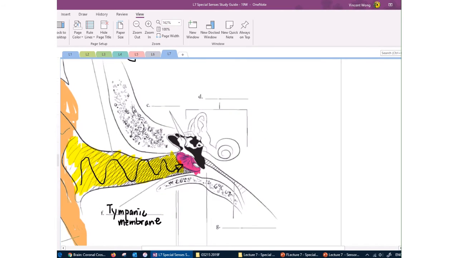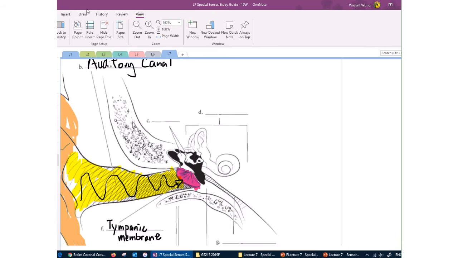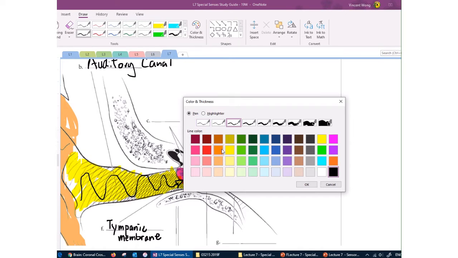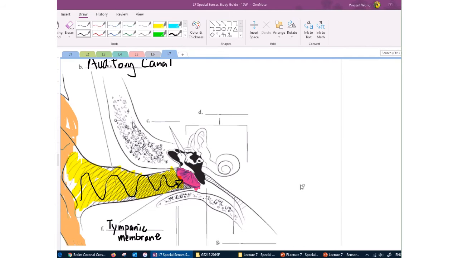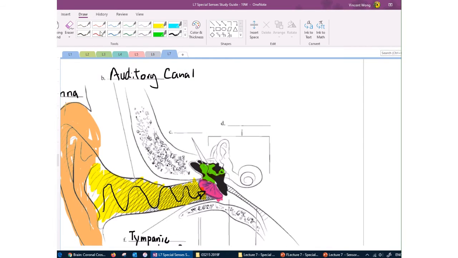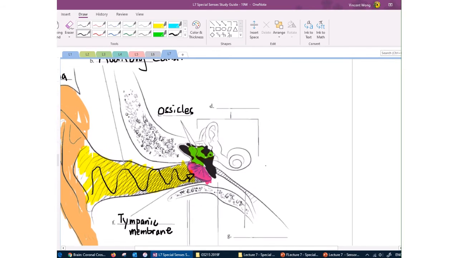On the medial side of the tympanic membrane, there are going to be three small bones, and these three small bones are going to act as a lever system that will help amplify the sound. These bones collectively are known as ossicles. So you have three ossicles, and we will learn their names on the next diagram.